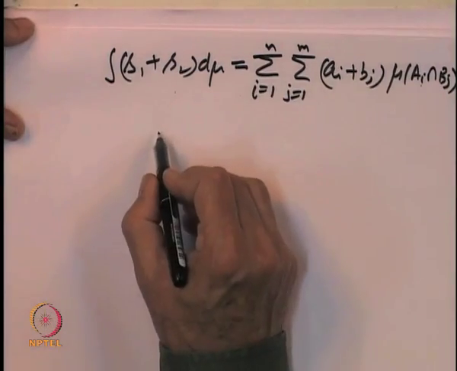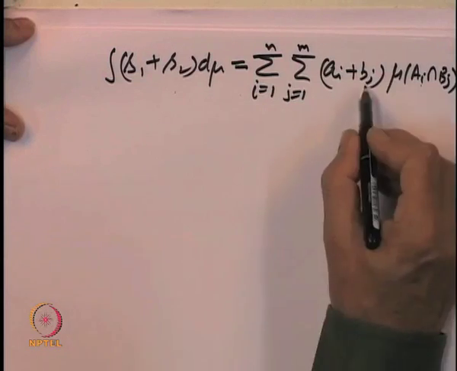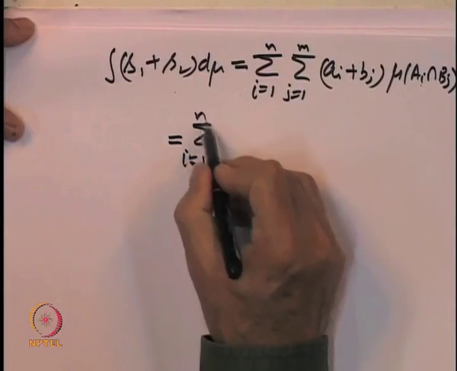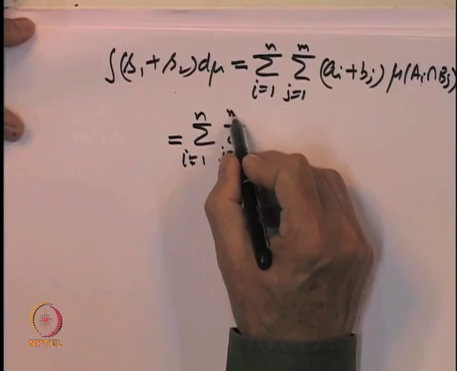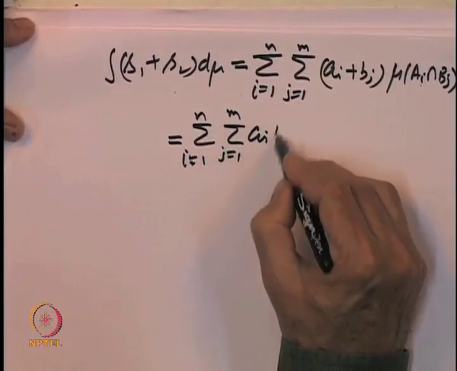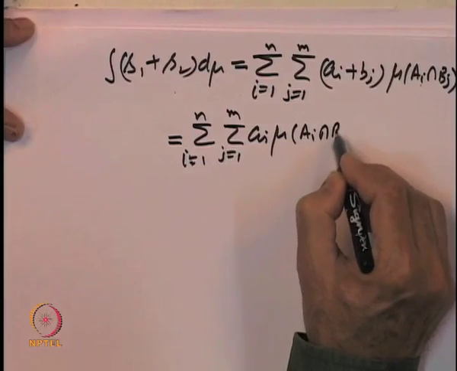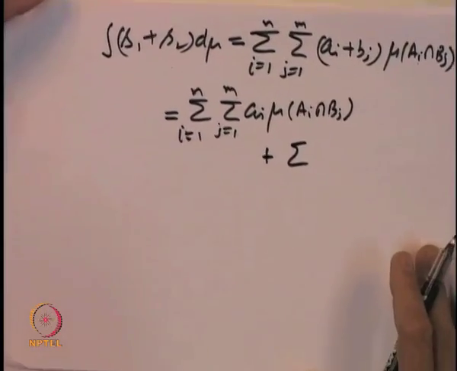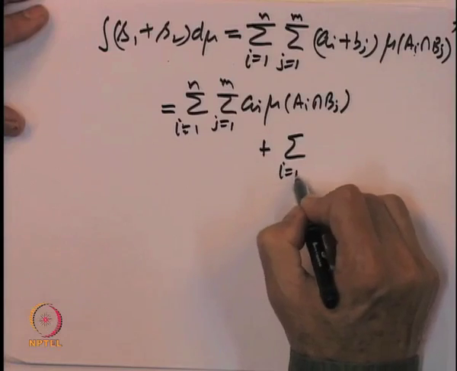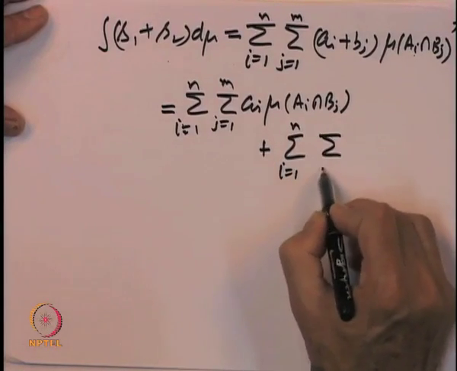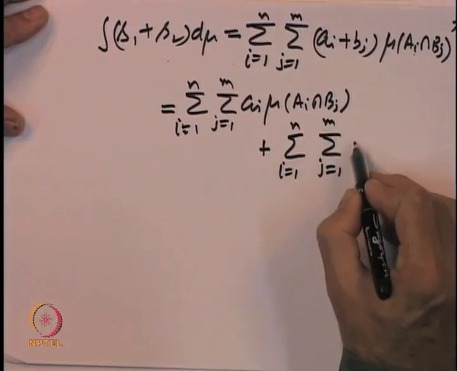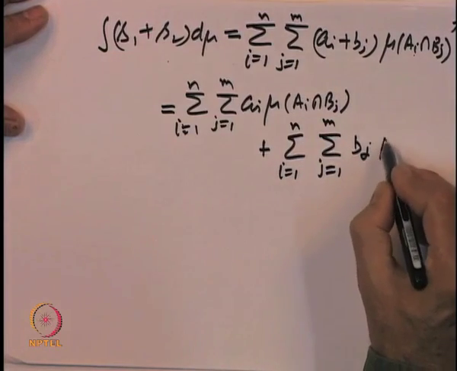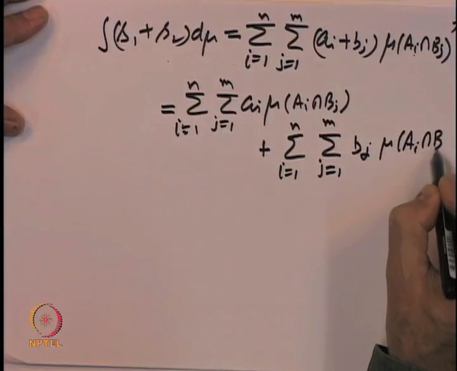Now, the right hand side we can split. So, that is equal to two terms, one is summation over I summation over j of A I times mu of A I intersection B j, plus the second term, summation I equal to 1 to n summation j equal to 1 to m of B j mu of A I intersection B j.